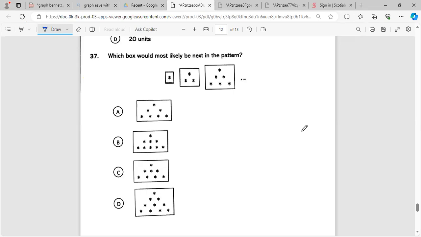So it said which box would most likely be next in the pattern? Well, the pattern is saying the first one has 1 asterisk and the next one has 3 asterisks, and figure 3 has 5 asterisks. So you can realize in the second figure they add 2. Then in the third one they add 3. So most likely in the other one they would just add 4.